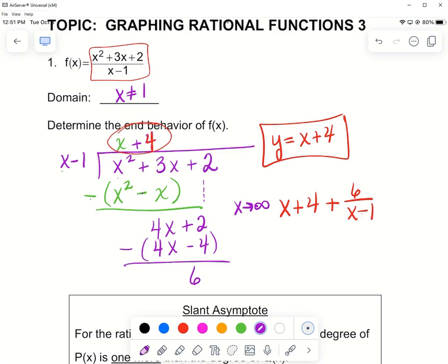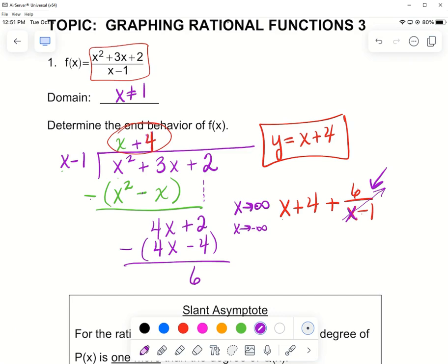When x is a billion, look at this piece right here. What happens? You have 6 over a billion minus 1. What does that go to? That goes away. That goes to 0. So this piece is going away, and that is also true when x is going to negative infinity. It would be negative, close to 0, but nevertheless, that's why the remainder is irrelevant.